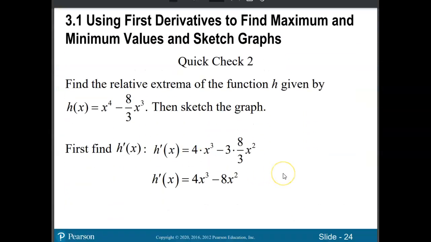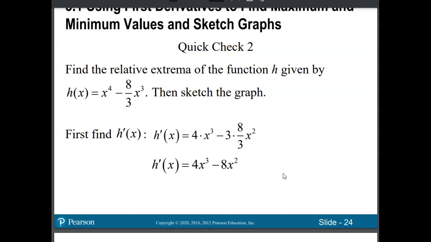Okay, here's another one. x to the 4th minus 8/3 times x cubed. So the derivative: 4x to the 3rd, and then for the 8/3 you'd bring down the 3, that third power comes down, keep the 8/3, x squared. The 3's cancel, so we get 4x cubed minus 8x squared. That's h prime.